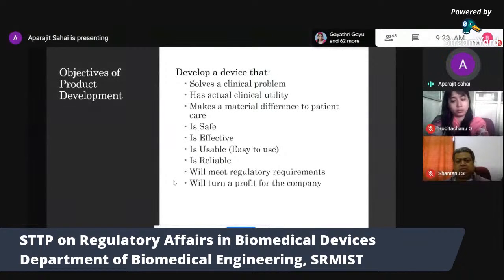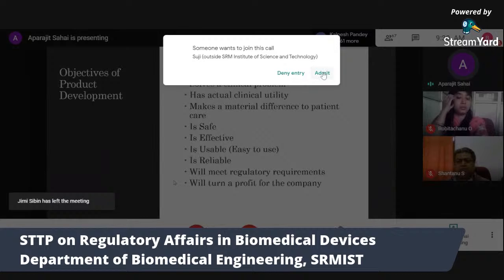And then, of course, we've talked about this before, it has to turn a profit for the company. Again, a medical device that doesn't turn a profit for a company will not make it to the market. Even if it does make it to the market, it will disappear, because if it is not profitable, the company will not survive at the end of the day.